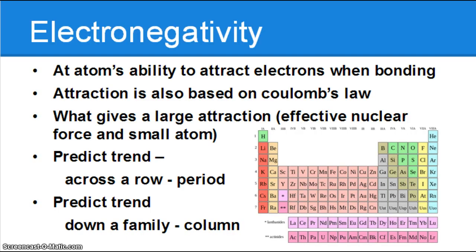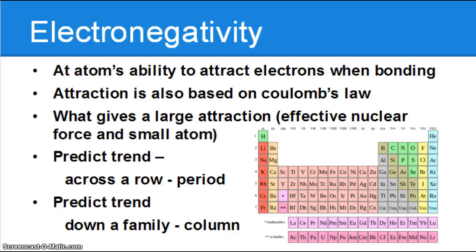So what about electronegativity? Well, electronegativity is defined as an atom's ability to attract electrons when bonding. So now I want a strong force once again, which is also based on Coulomb's law. So I need a large attraction. And how do I get that large force? I need a large effective nuclear force, and I need a small atom. That sounds very familiar.